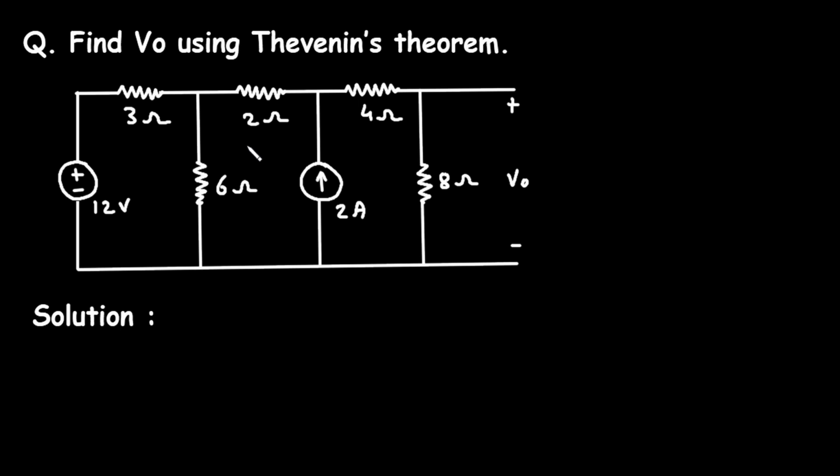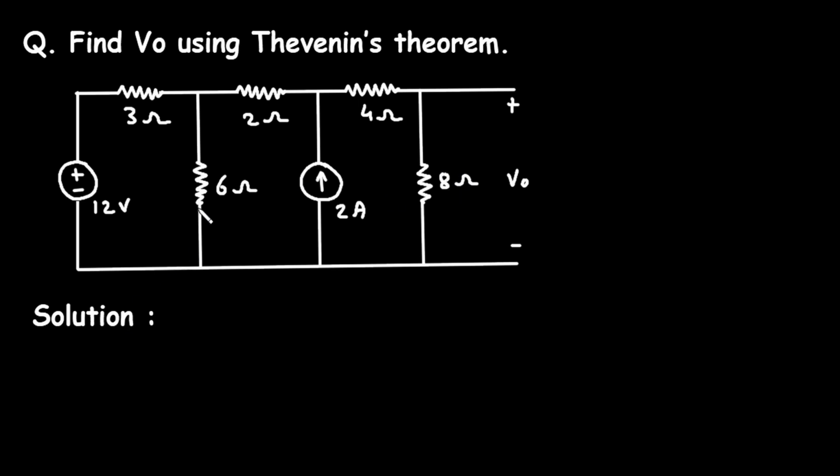In this video, we will see a problem on Thevenin's theorem. Question: find VO using Thevenin's theorem. Now here for this circuit, we have to find the value of VO. Now this VO is the voltage across this 8 ohm resistance.